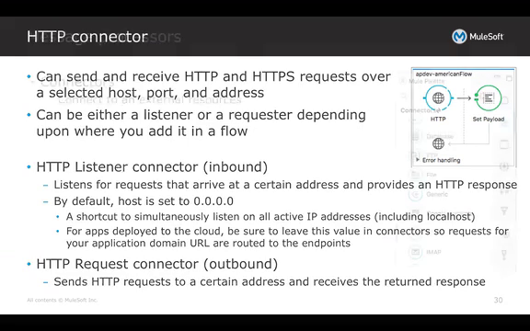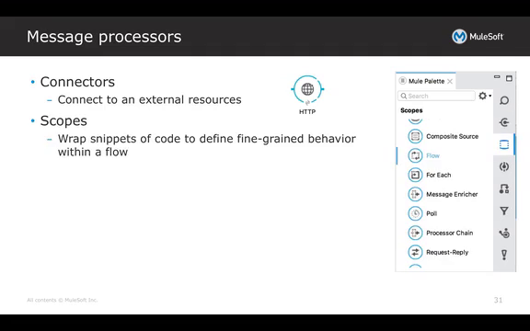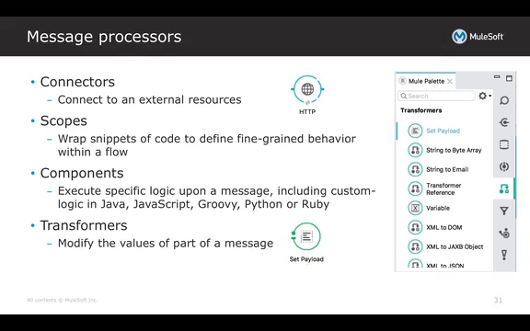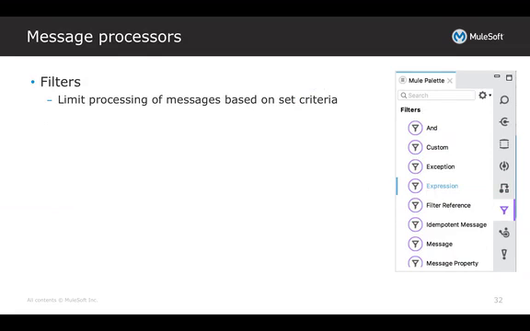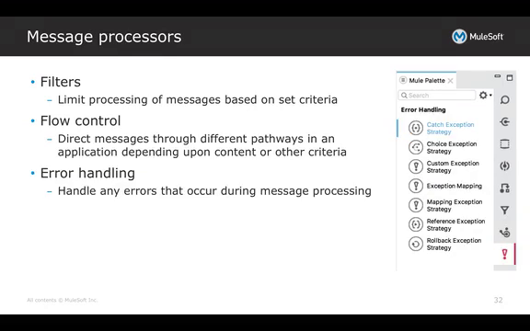A more generic term for these building blocks are message processors. Message processors include connectors that connect to an external resource, scopes that will wrap a snippet of code to define fine-grained behavior in the flow, components that will execute specific logic upon a message, things like Java, JavaScript, Groovy, Python, or Ruby, transformers that will modify the values of part of a message, filters that will limit the processing of messages based on criteria that you specify, flow control, directing messages through different pathways of an application depending on content or other criteria, error handling, how you handle any errors that could occur while the message is processing.